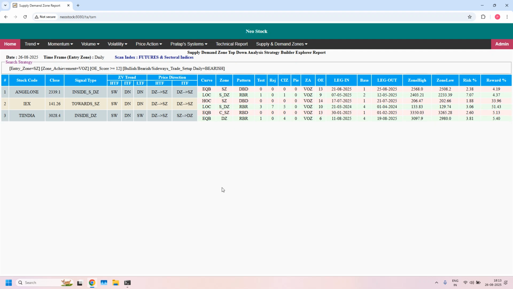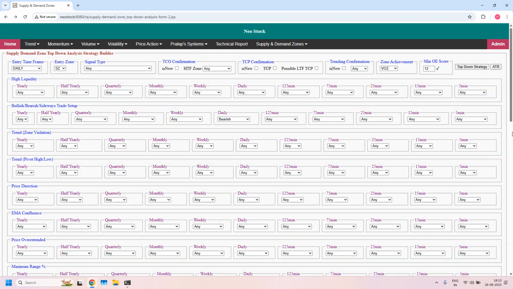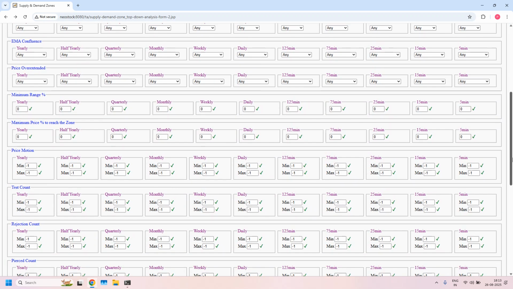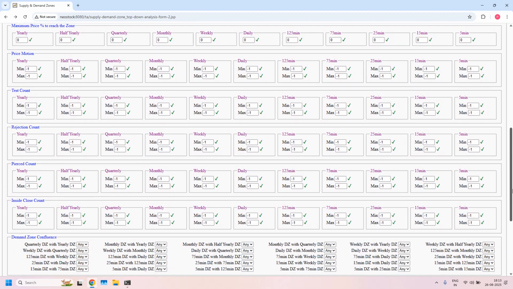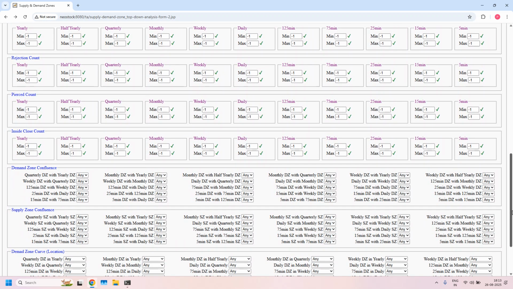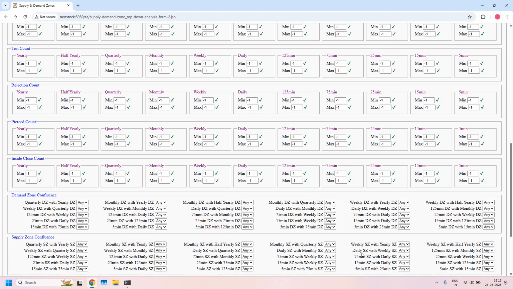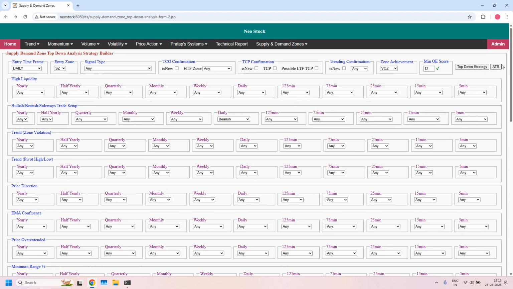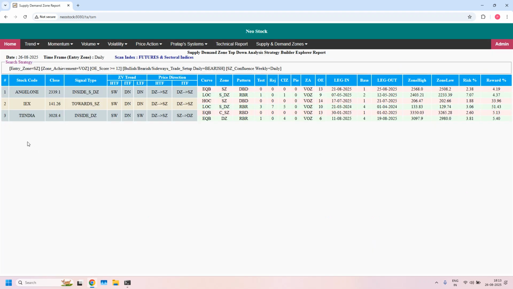Out of these 3 daily, let us find the high probability trade setup zones based on different zone confluence and EMA confluence strategies. So first filter is 75 minutes, daily and weekly supply zone confluence, because it is a bearish trade setup. So we got all 3 stocks. That means in all the 3 stocks, daily supply zones are overlapped with weekly supply zone. And weekly trend is a downtrend in all the stocks, ITF trend.